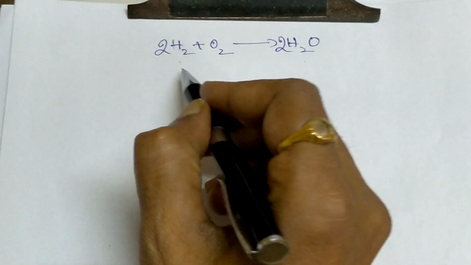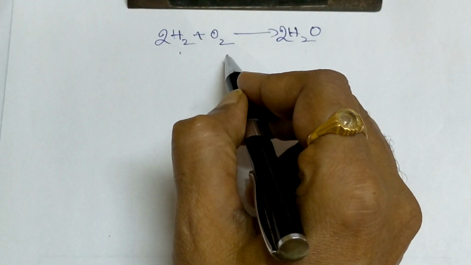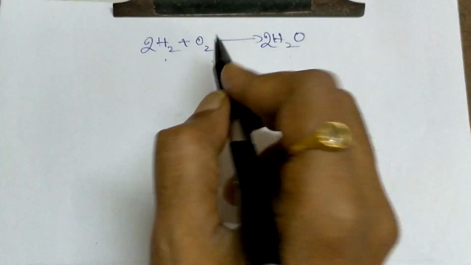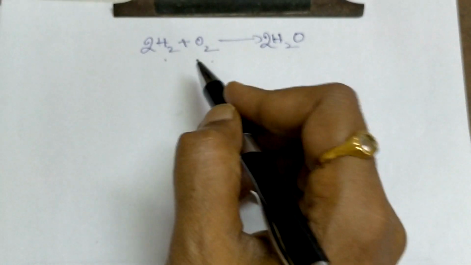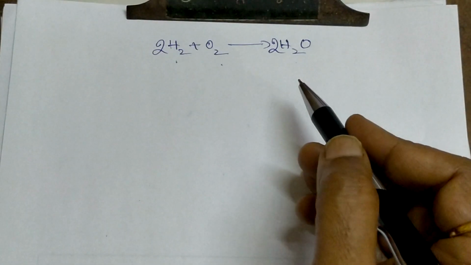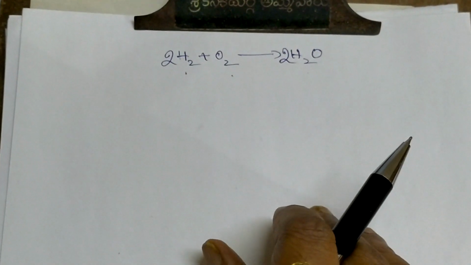By chance, if either hydrogen or oxygen is less than the balancing equation requires, that is the limiting reagent. Anything which is in excess of the balancing equation is the excess reagent. Very simple. Please remember once again. Okay. Now we will go to some of the problems.